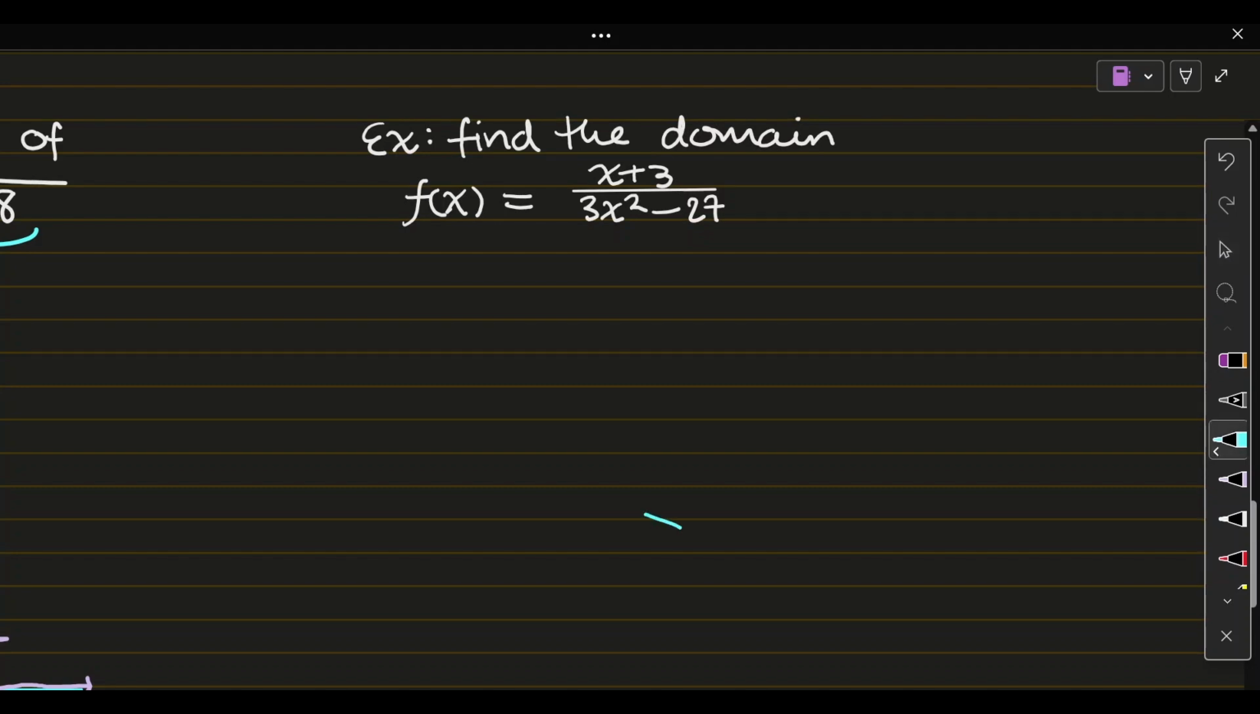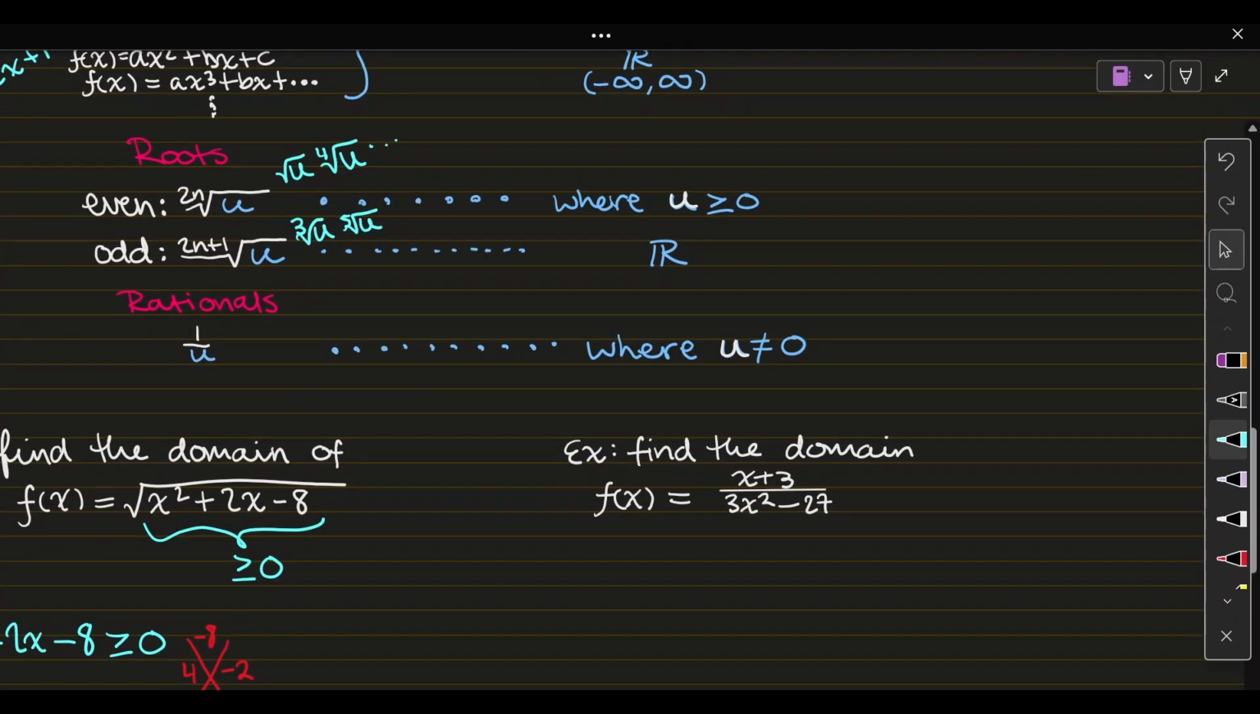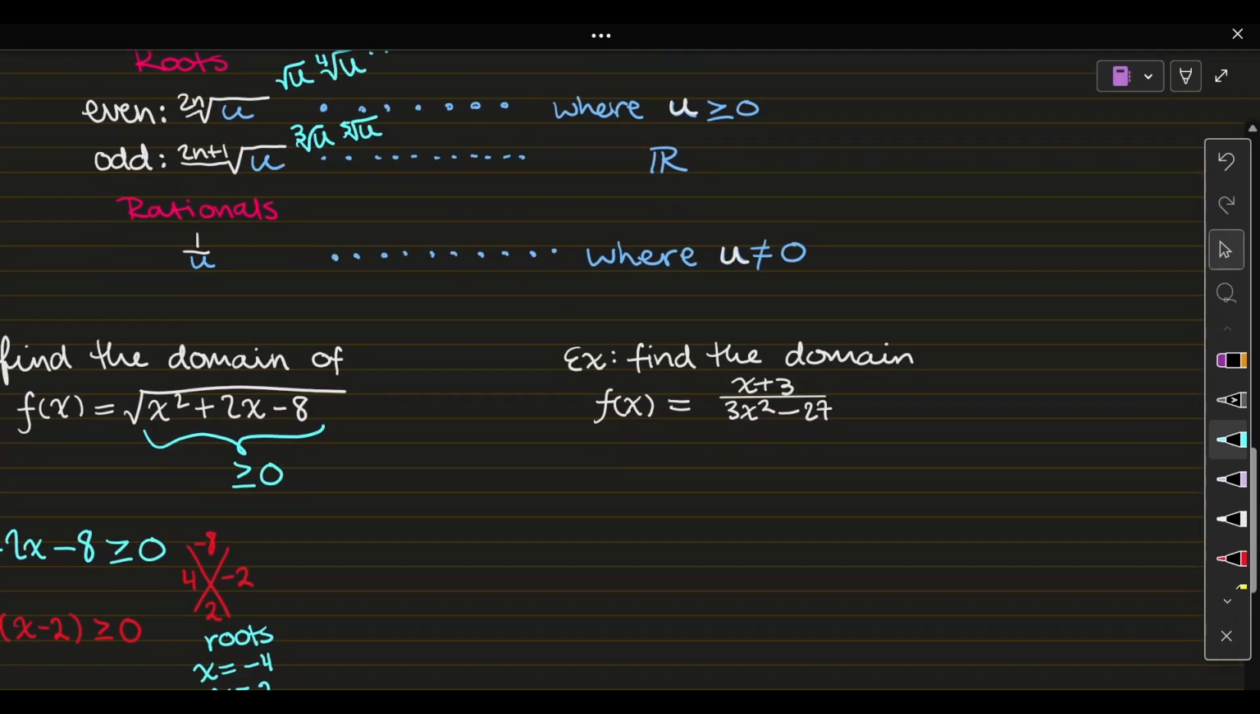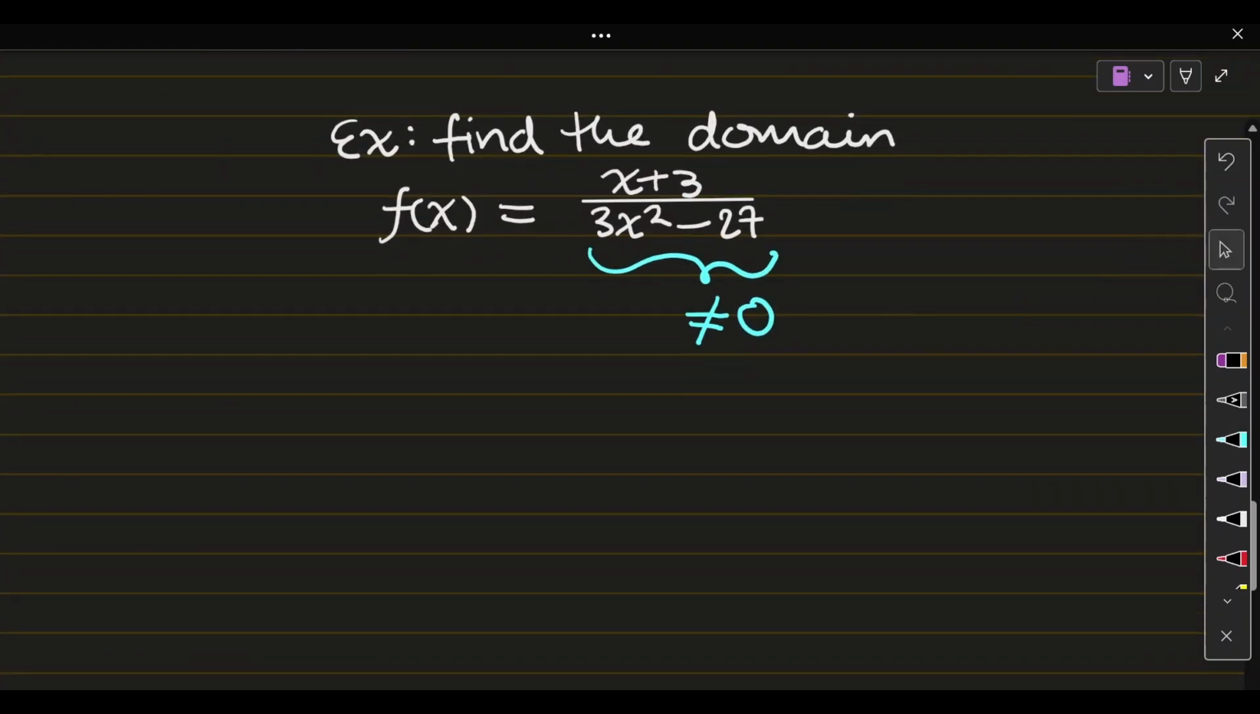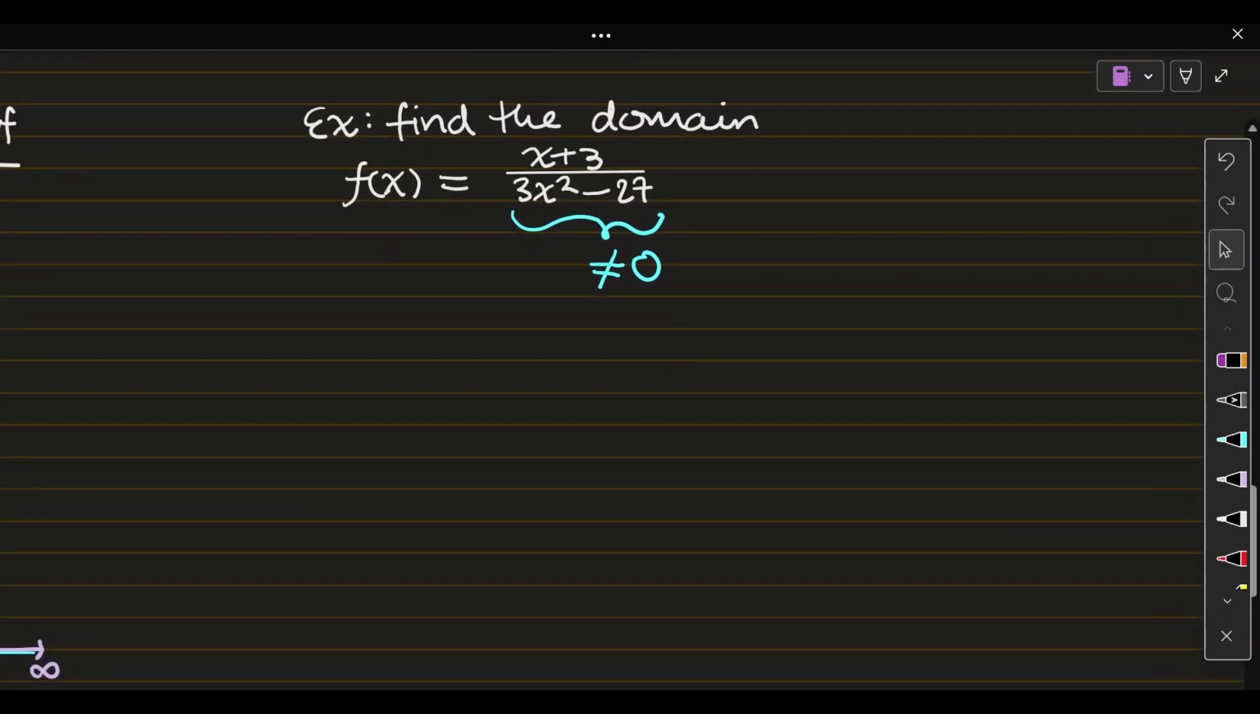Okay, remember, if we have a rational function, so something like 1 over u, we need to make sure that the denominator is not 0. So we take what's in the denominator and we set it not equal to 0. Because if it's equal to 0, we're dividing by 0, and that's a big problem. So what we do is we take 3x squared minus 27, which is our denominator, and set it not equal to 0. And so we just solve this like a normal equation.